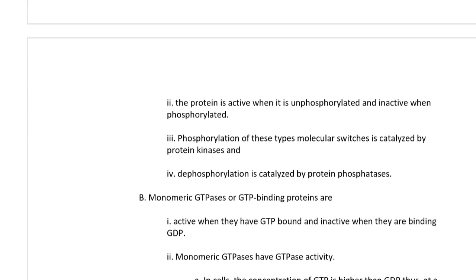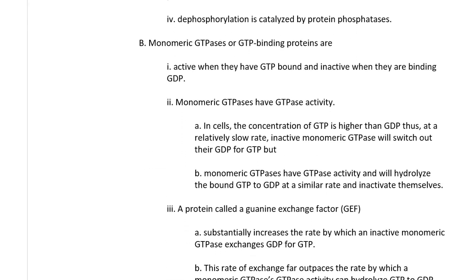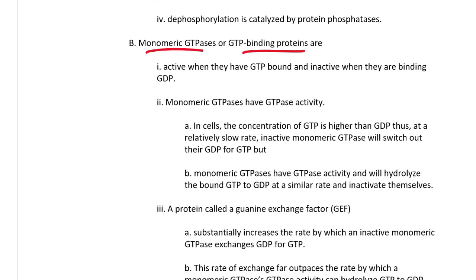In a phosphorylation switch, the protein is active when phosphorylated and inactive when it is not, or the protein is active when it is unphosphorylated and inactive when phosphorylated. Phosphorylation of these types of molecular switches is catalyzed by protein kinases, and dephosphorylation is catalyzed by protein phosphatases. Monomeric GTPases, or GTP binding proteins, these are equivalent terms, are active when they have GTP bound and inactive when they're binding GDP. Monomeric GTPases have GTPase activity. So this is important. The protein that is the switch itself has GTPase activity, meaning that when it has GTP bound, it can actually hydrolyze it to GDP.